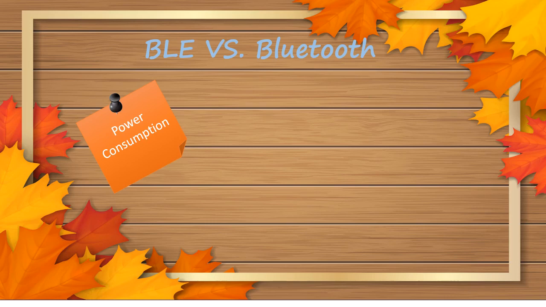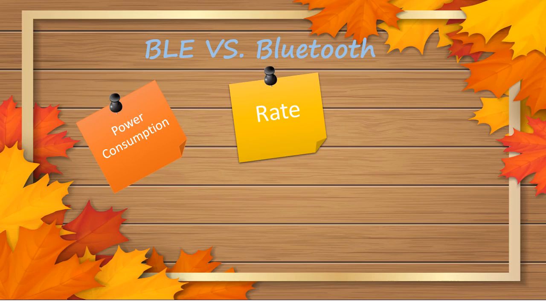Another difference is the rate of data exchange between the devices, as it is 1 megabit per second for the BLE, unlike the Bluetooth, which exchanges data at a rate of 700 kilobytes per second.